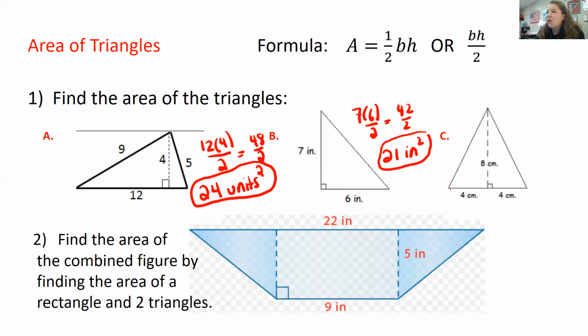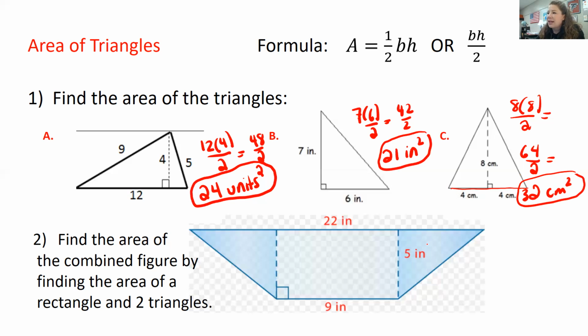All right, now the whole length of this triangle is 4 plus 4, which is 8, right? So you can think of this as two right triangles back to back, or one big triangle with a base of 8. So we're going to do 8 times 8, and then divide it by 2 because it is a triangle. Half of 64 is 32, and our units are centimeters squared.